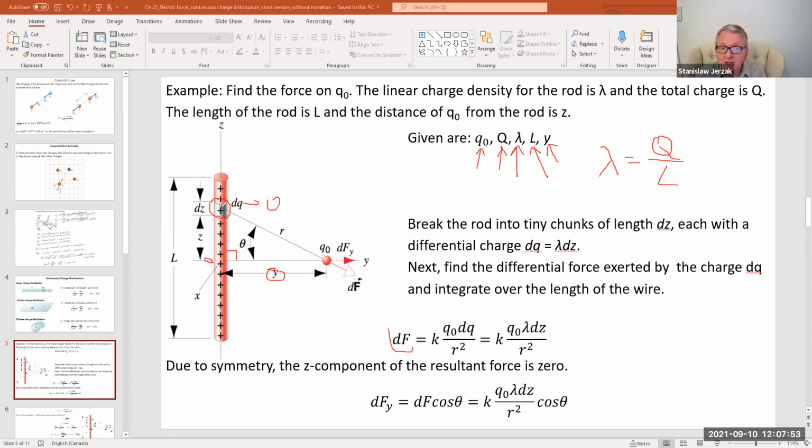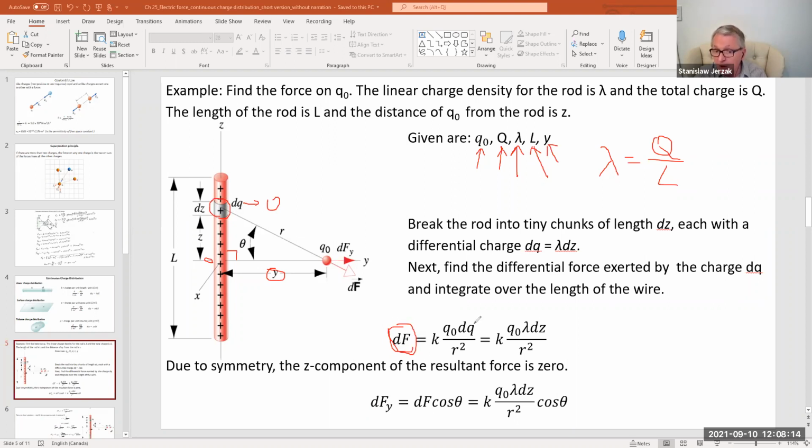As tiny as needed, so that we can treat dq as a point charge. So if it is very tiny, then we can treat this as a point charge. And then the force exerted on Q0 due to that tiny charge dq will also be tiny. So I designate this as dF, differential force.